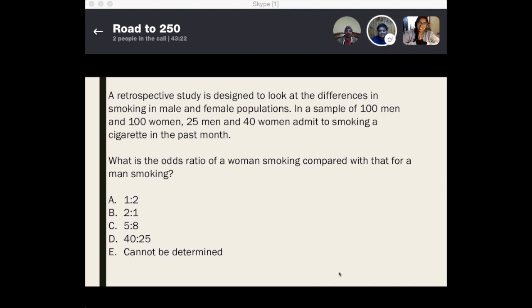So when we think about odds ratio, you're thinking about yes over no. So if we're comparing the woman to the man, you're going to do yes over no for the woman over yes over no for the man. So just think about that. 25 plus 40 over 200? Or no, sorry. 75 plus 60.